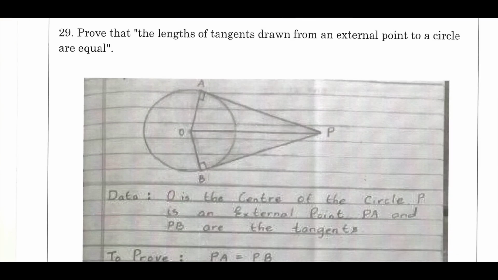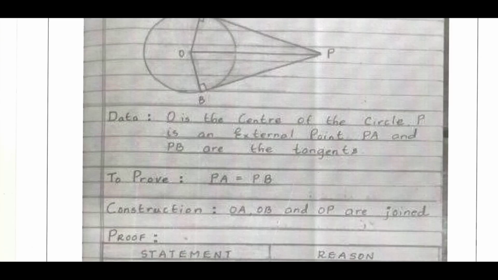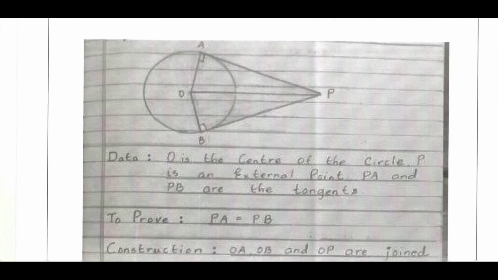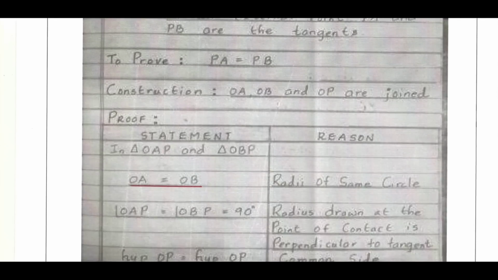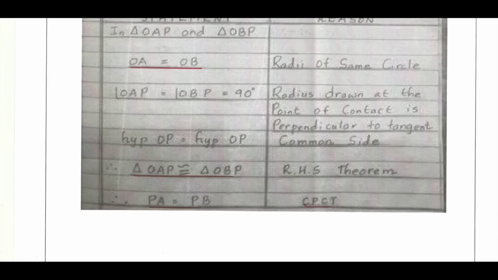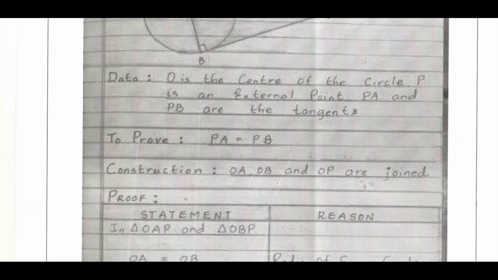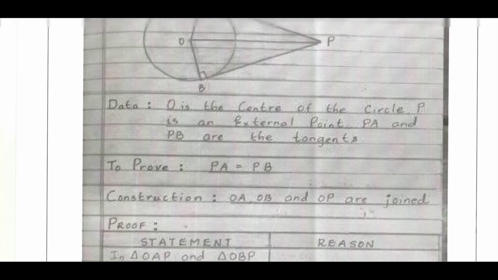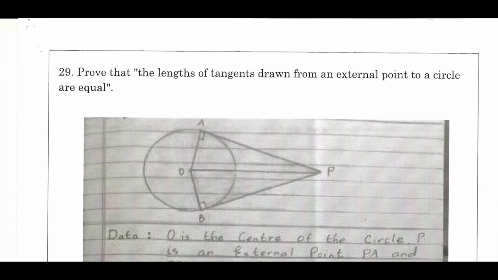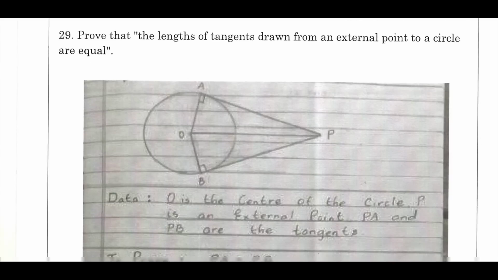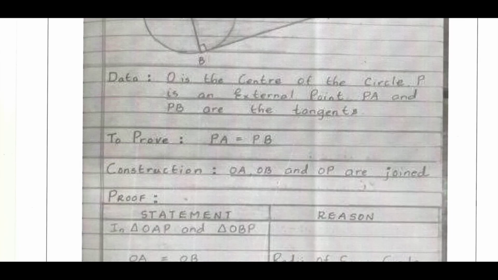Prove that the lengths of the tangents drawn from an external point to a circle are equal. Very important 3 marks theorem. Dear students, I have pasted the picture of the PDF that I have made. There is a separate PDF for the theorems containing all the important theorems, that is 7 theorems. Do download those worksheets and practice all the theorems. Definitely you can score 4 plus 3, 7 marks from the theorems, or 5 plus 3, 8 marks. I will not be explaining this now because I have explained it in detail and posted the video. You can check it out.